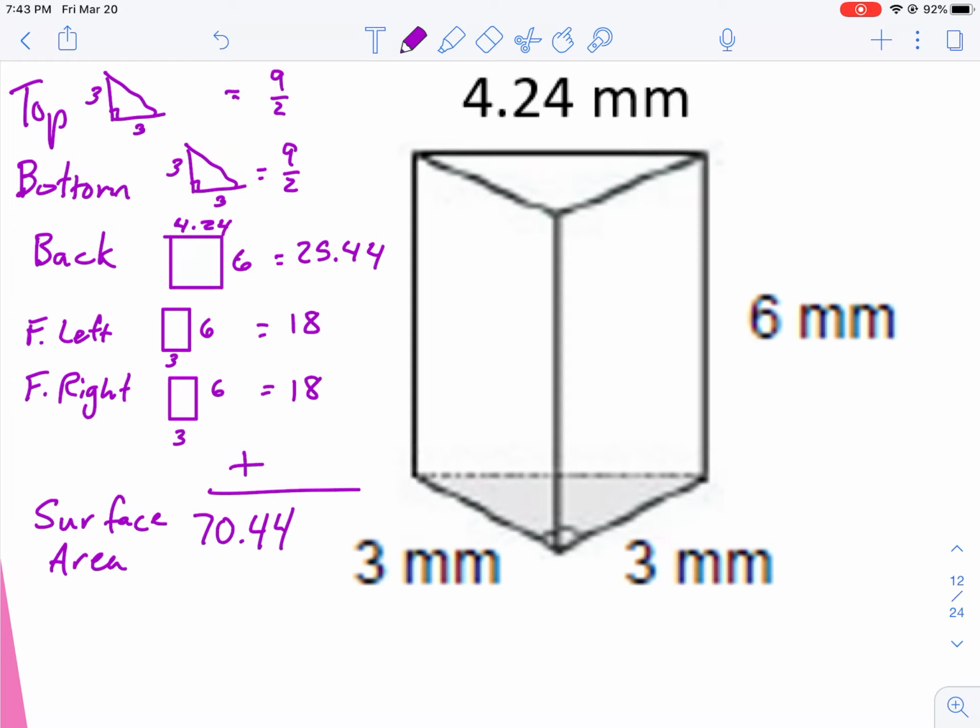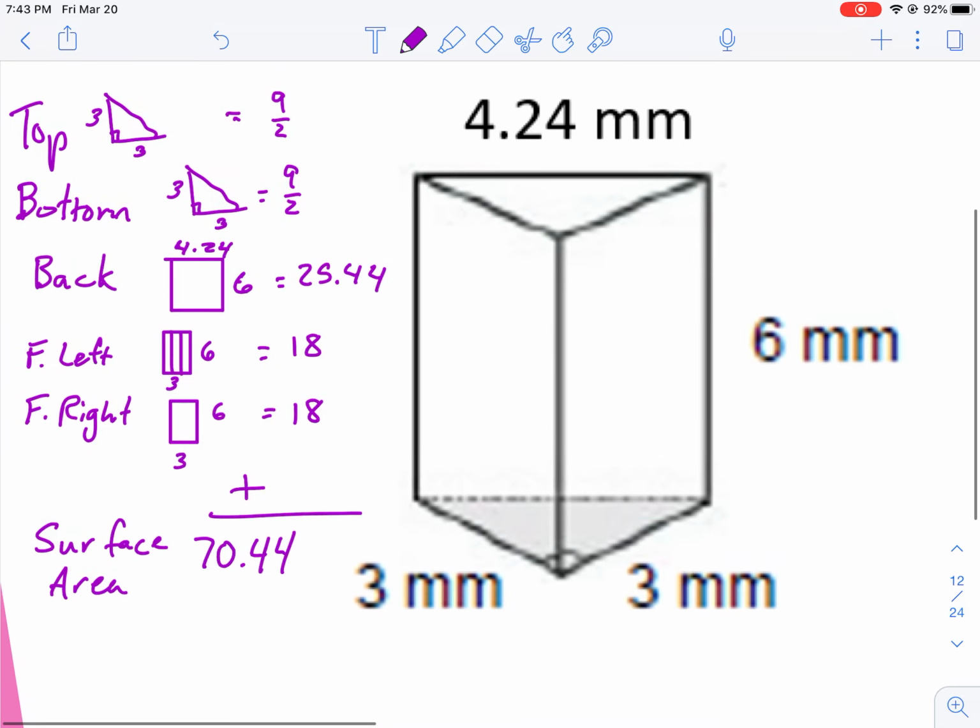And what's our label on that? Hopefully you're thinking each of these was measured in terms of area. So if you could picture this as being 3 by 6, those are all square millimeters. And that's true for all of these. So my final answer is in square millimeters.